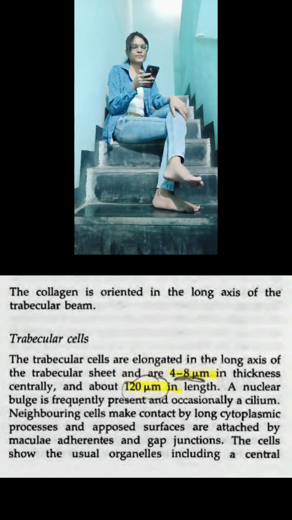Trabecular cells. The trabecular cells are elongated in the long axis of the trabecular sheet and are 4 to 8 micrometer in thickness centrally and about 120 micrometer in length. A nuclear bulge is frequently present and occasionally a cilium. Neighboring cells make contact by long cytoplasmic processes, and opposed surfaces are attached by maculae adherentes and gap junctions.